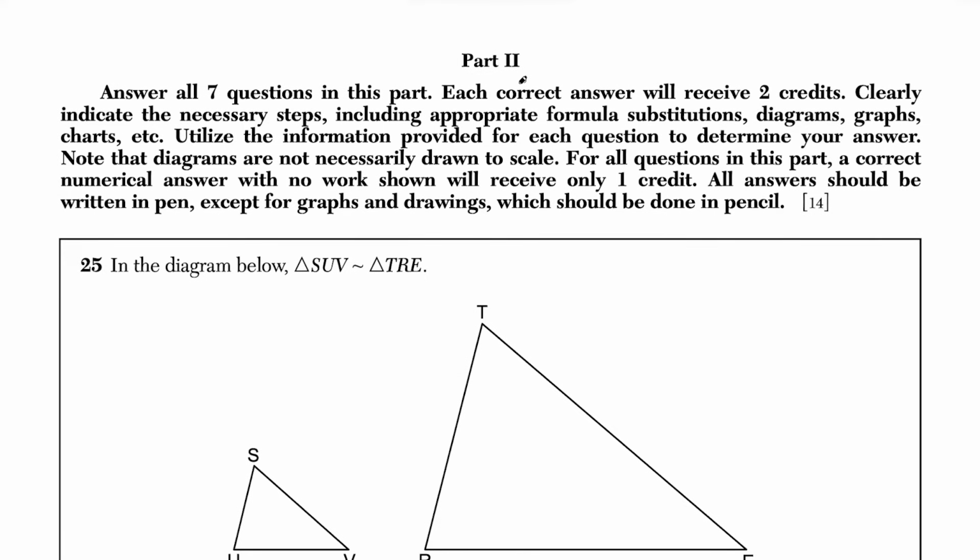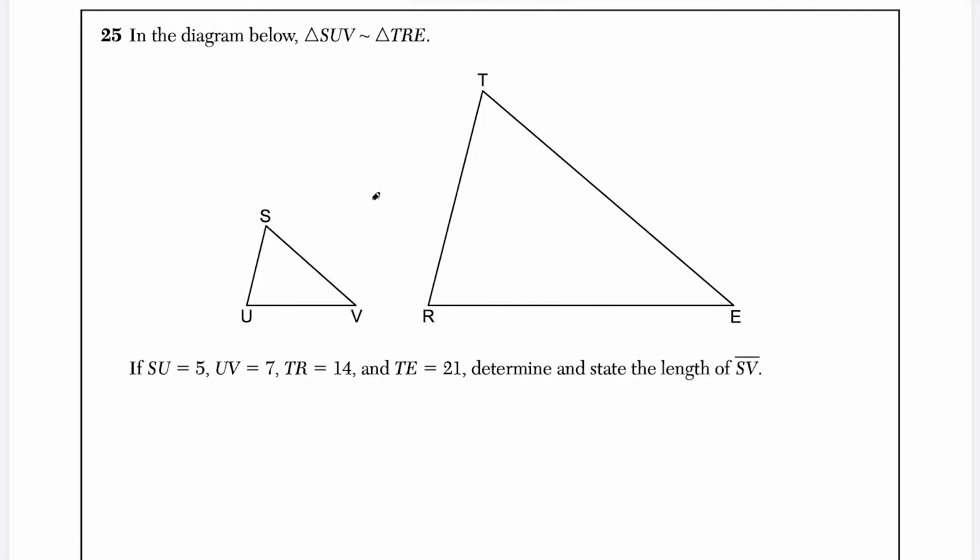So now we're moving on to the part 2 questions. There are 7 questions here, and each one is worth 2 credits. Question 25, in the diagram below, triangle SUV is similar to triangle TRE. If SU equals 5, UV equals 7, TR equals 14, and TE equals 21, determine and state the length of SV. So for this one, what we're going to do is set up a proportion because we have similar triangles.